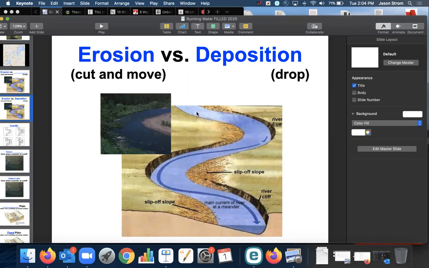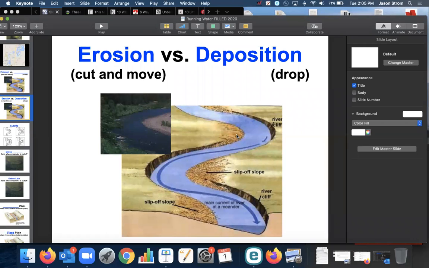So with a river, as a river starts to curve and bend, on the outside of the curves the water's moving a little bit faster. So on the outside of the curves, the soil and the rock and the material there is eroded. On the inside of the curves, the water's moving a little bit slower. Because it's moving slower, it doesn't have the same amount of energy. So there's deposition that takes place on the inside of the curves. On the outside of the curves, you have erosion. On the inside of the curves, you have deposition.